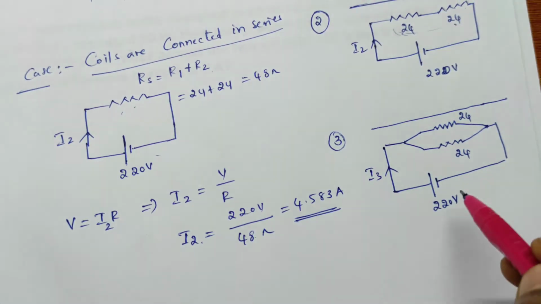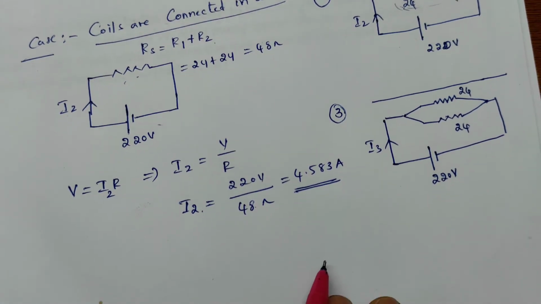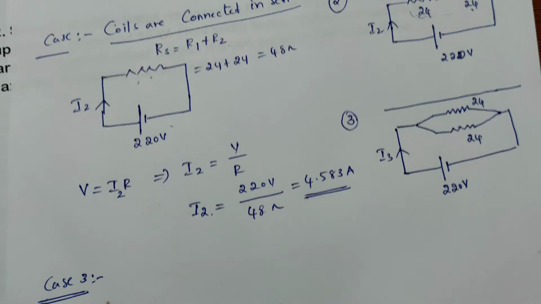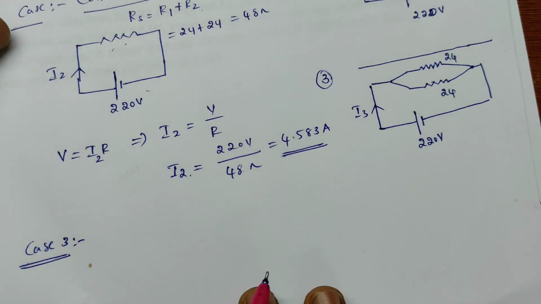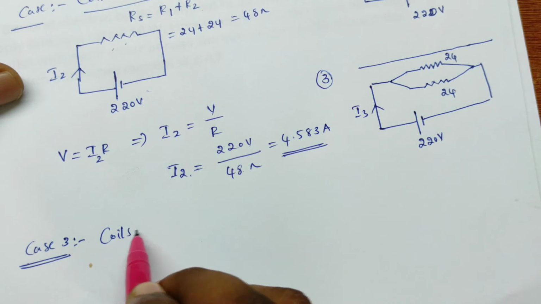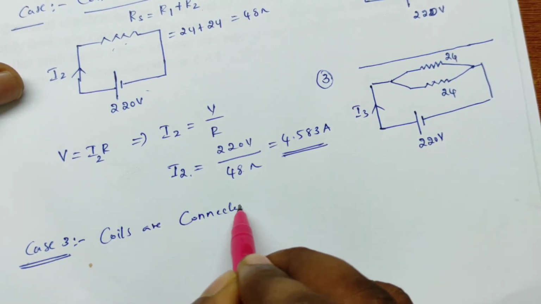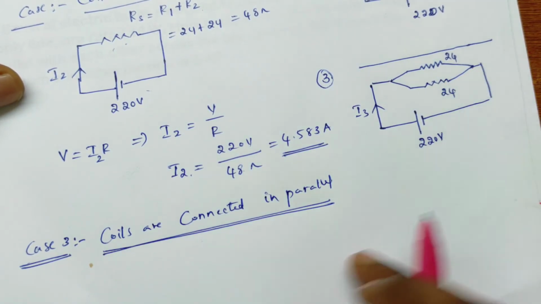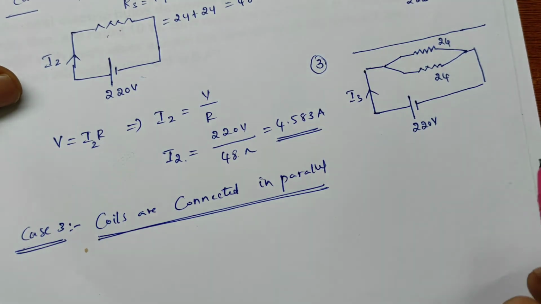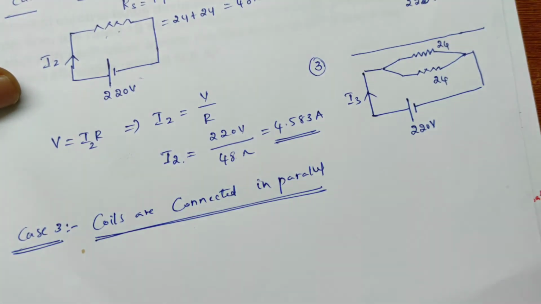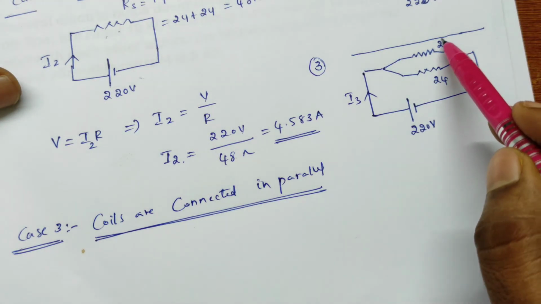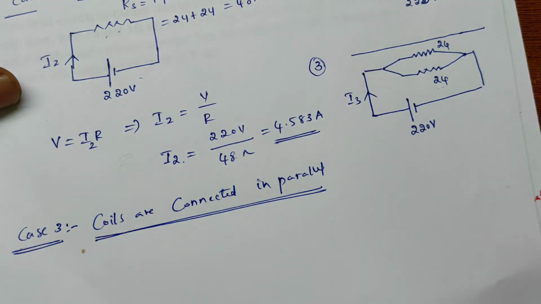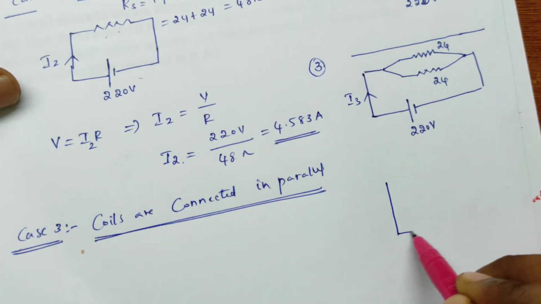Next, the third one. This is the third circuit we are going to take, case 3. So in case 3, how are we going to connect the coils? Coils are connected in parallel. This is the third case. Same here, we need to draw the equivalent circuit. Here two resistors are there, right? We don't need two resistors, we need only one equivalent resistance. So the circuit will come like this.